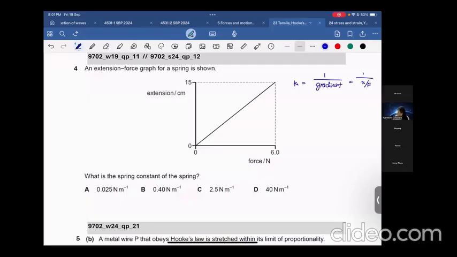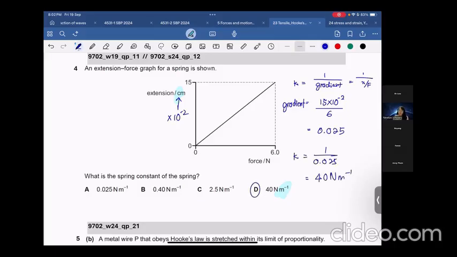Okay, dear. So here, 1 over your gradient is 15 cm. But here, can you see that? It is cm, but here it is meter. So we have to convert, cm represents times 10 power of negative 2, divided by the force, 6 Newton. So here my answer is 0.025. The spring constant is 1 over 0.025, so your answer should be 40 Newton per meter.